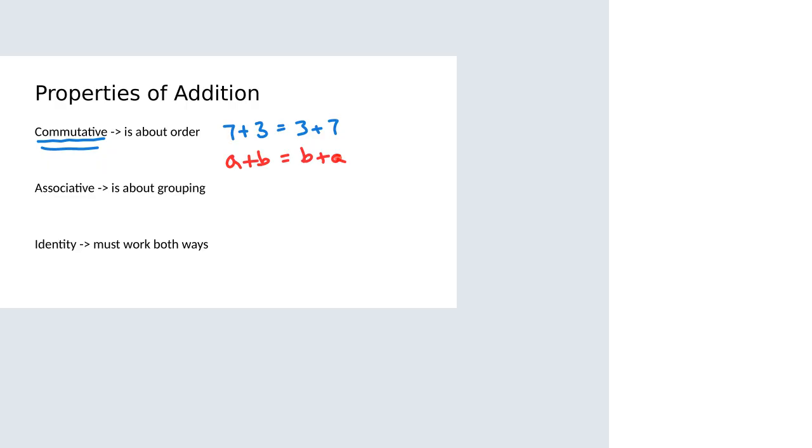The next one is the associative property. And the associative property is about grouping. Which numbers are grouped together? An example of this would be 2 plus (3 plus 5), and that's going to equal (2 plus 3) plus 5. Just to make sure this is true, let's take a second and do that.